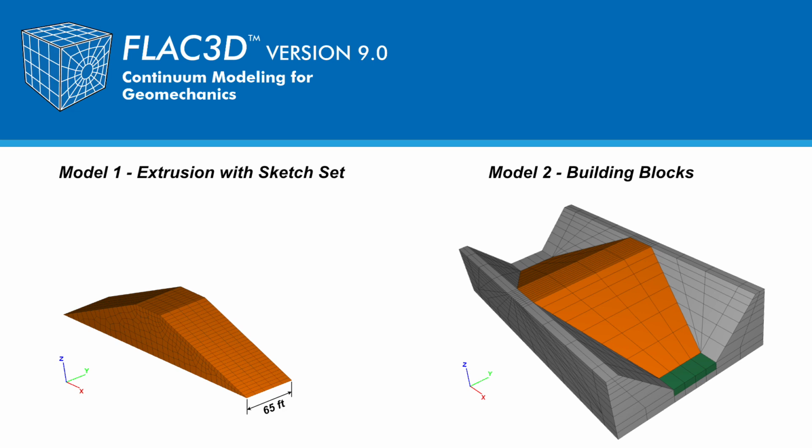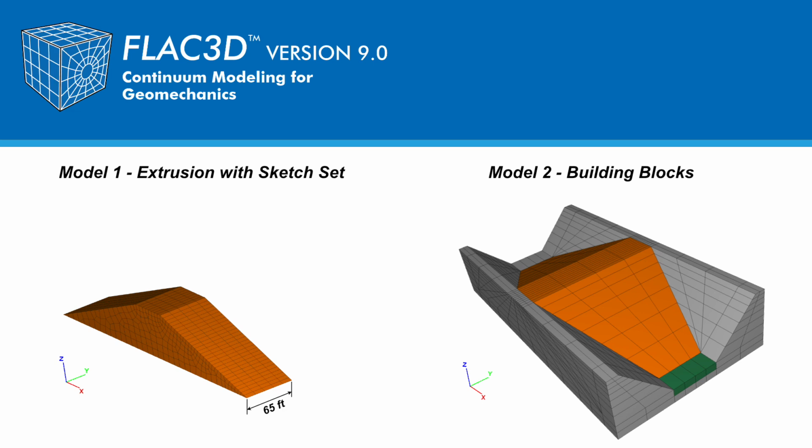In this current first video, the command script in FLAC2D will be modified for FLAC3D, and a numerical mesh that includes a 65-foot width of the embankment will be used. The numerical mesh of this model, Model 1, will be developed using the extrusion with sketch set.